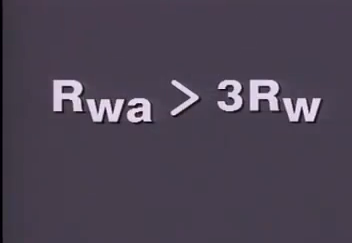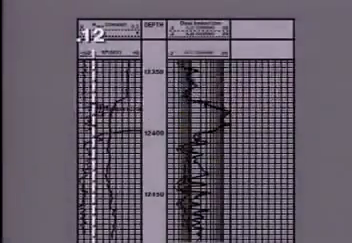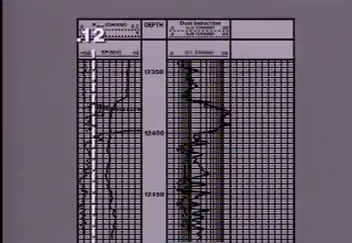A rule of thumb is that an R sub WA value at least 3 times that of the true water resistivity, R sub W, indicates probable hydrocarbon pay. In the case of our South Louisiana sand, we thus look for R sub WA values over 0.12 ohms, which is 3 times the R sub W value of 0.04. On this basis, we have pay from 12,376 feet to a gas-water contact at 12,408 feet and a net pay of 30 feet.